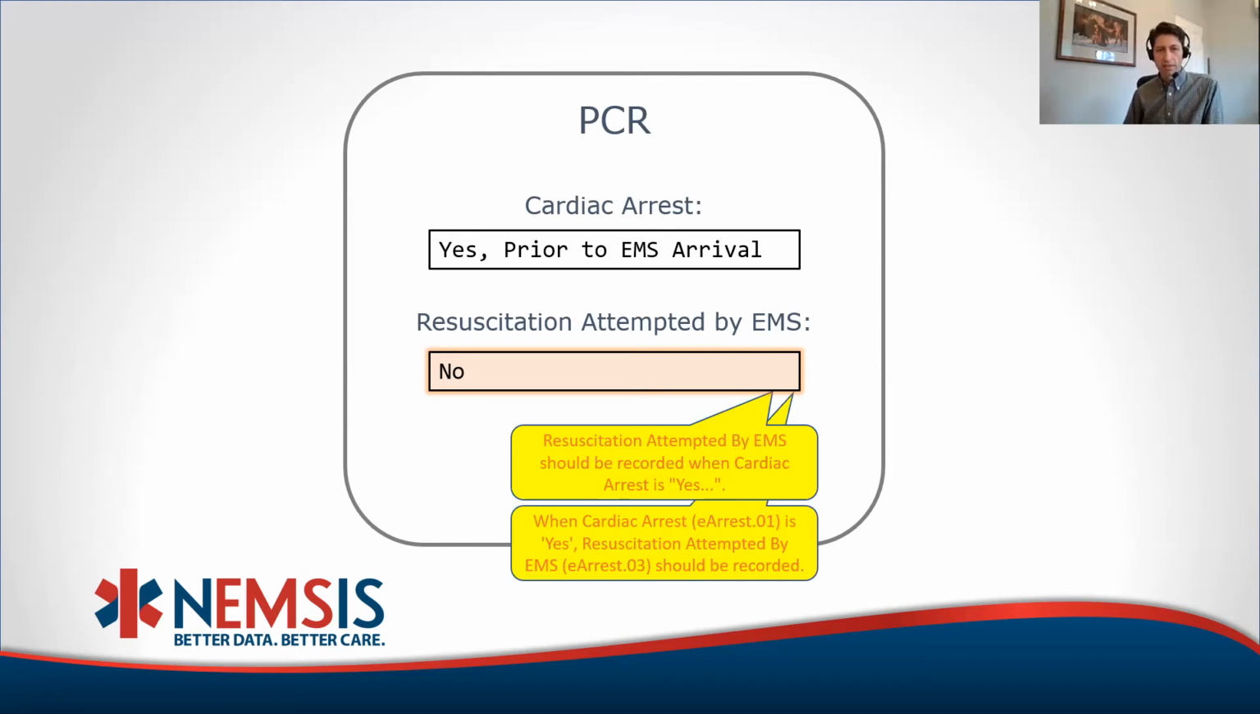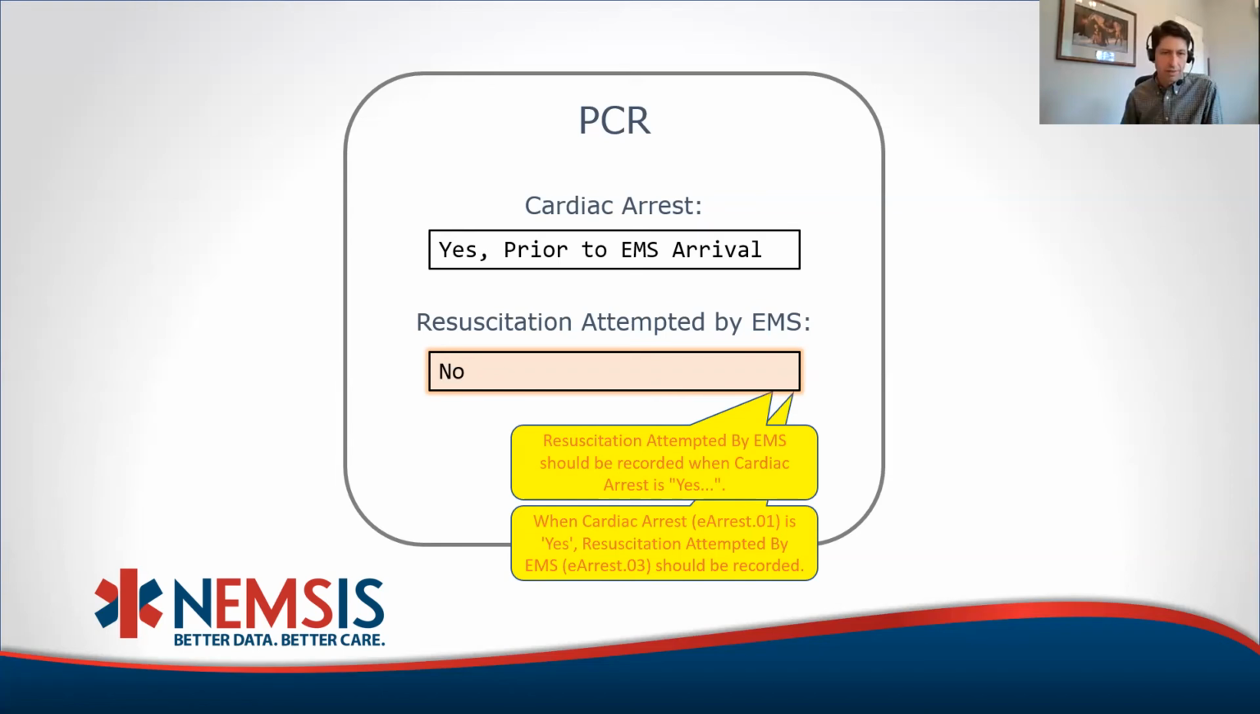something like this here. Someone is using whatever product they use. They've deployed your state Schematron rules. They've deployed the national Schematron rules in their local level product, and they're filling out their PCR, and their product is working well. It's showing them validation rules that are being triggered as they go. And so they get here and they put cardiac arrest, yes, prior to EMS arrival.